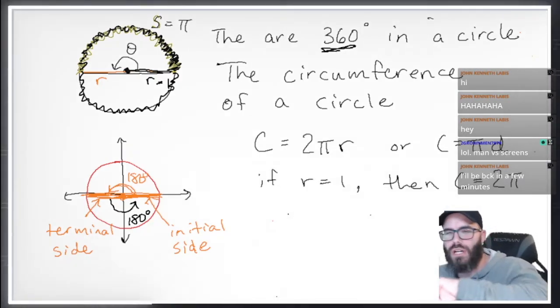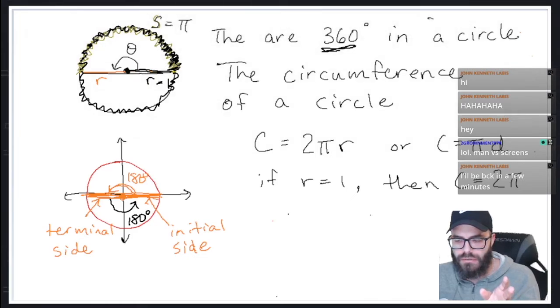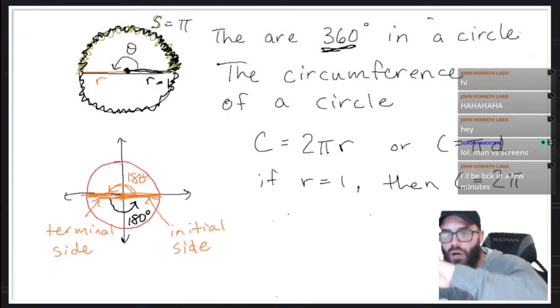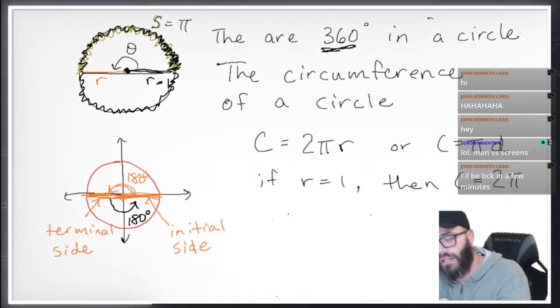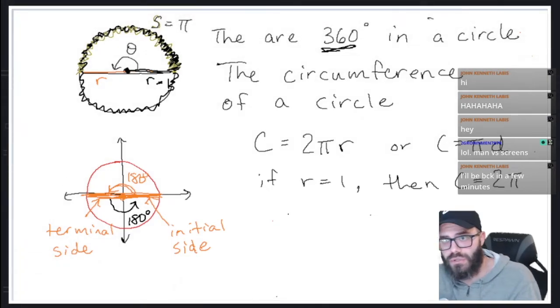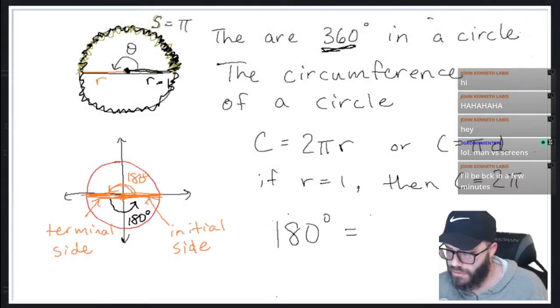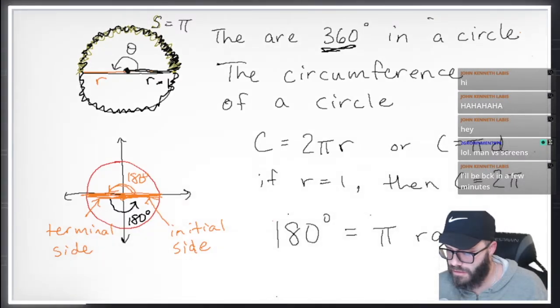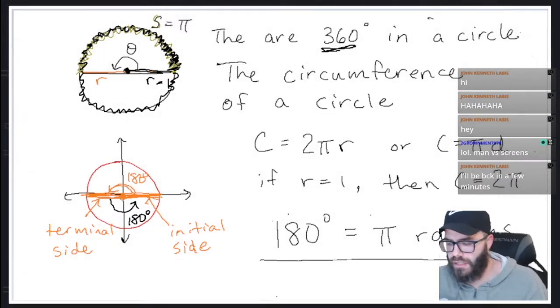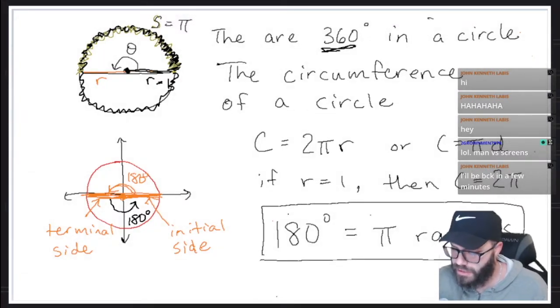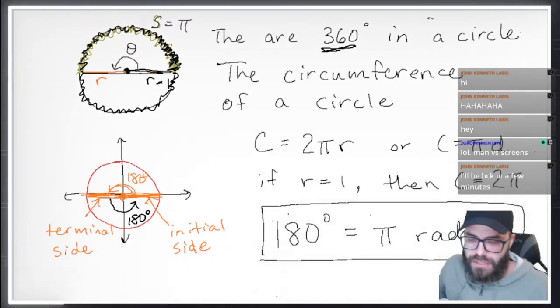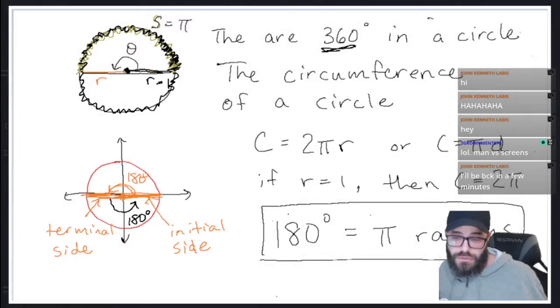So if you travel half that, 180 degrees, then the arc is half of 2 pi. In other words, 180 degrees is equal to pi radians. 180 degrees is equal to pi radians. So that is a very, very, very important conversion factor.